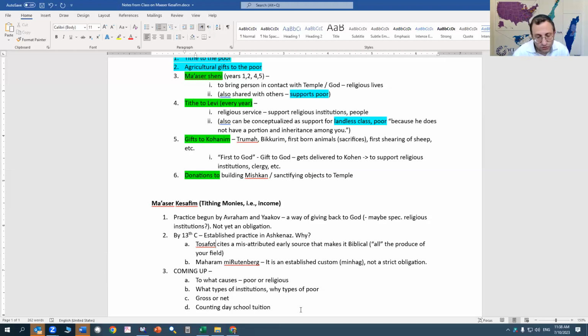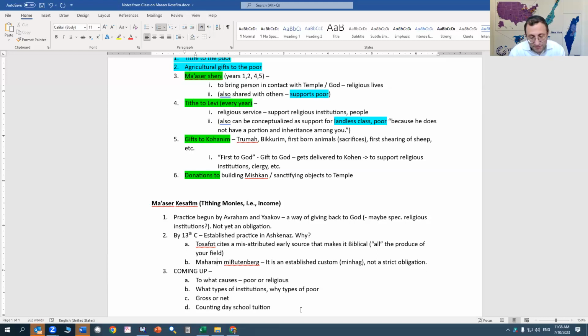And we ended by looking at the Maharam Rutenberg. We'll look at that again because we did that a little quickly, who made it clear that this was a practice. It was a minhag. And that's the most honest historical assessment of it. Nowhere in the Gemara does it talk about an idea of Maaser Kesafim. Nowhere in the earlier sources.